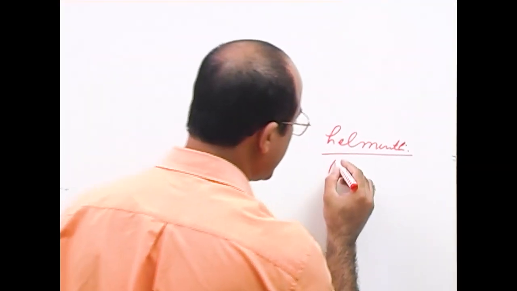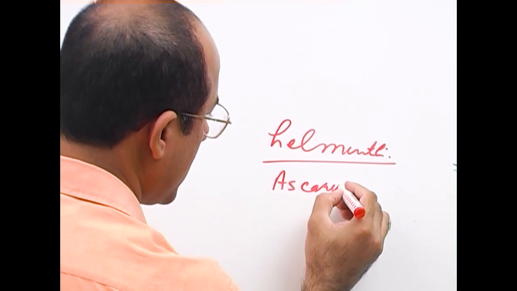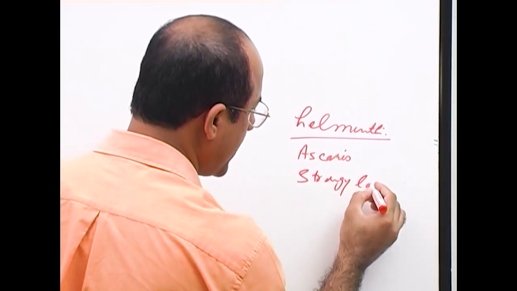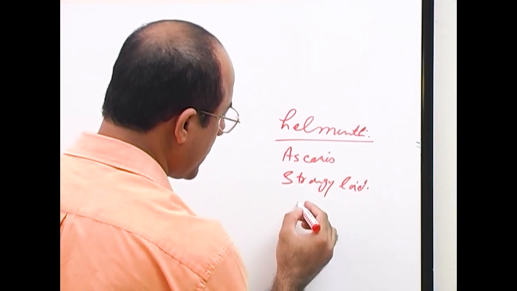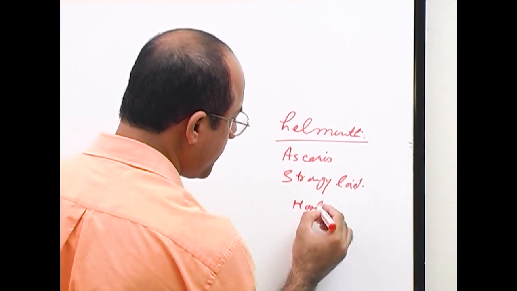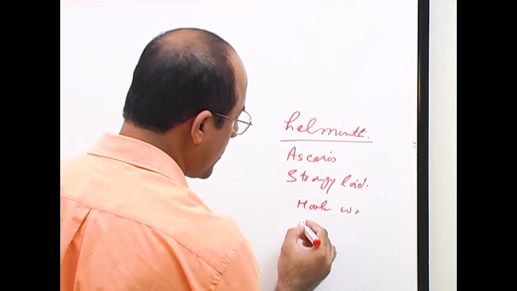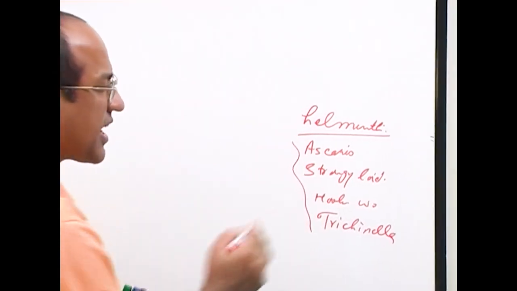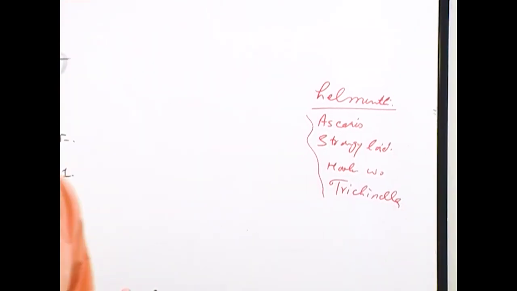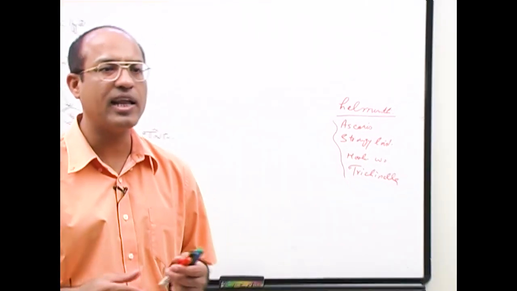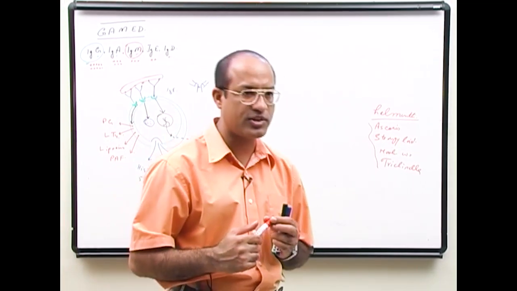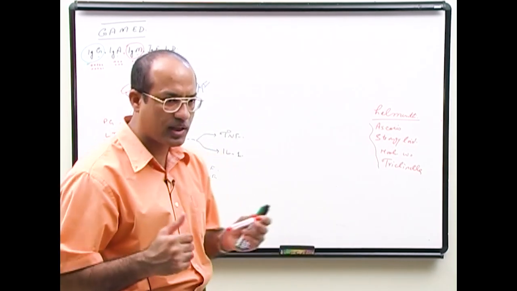For example, against Ascaris, Strongyloides, or against hookworms, against Trichinella. These are different types of parasites. People who are infested with parasites have a very high level of IgE. IgE, which is directed against the parasite antigens, helps us to kill the parasites.